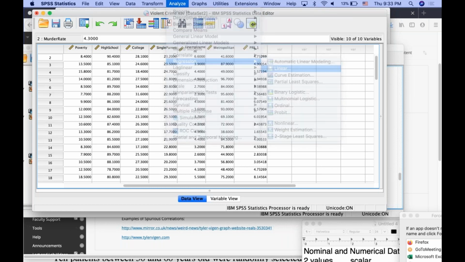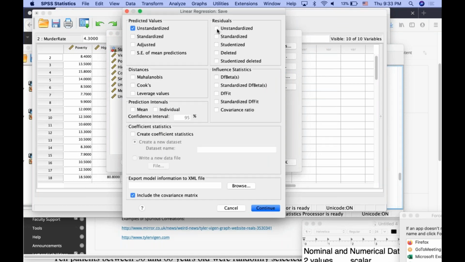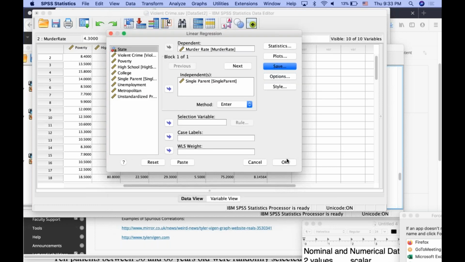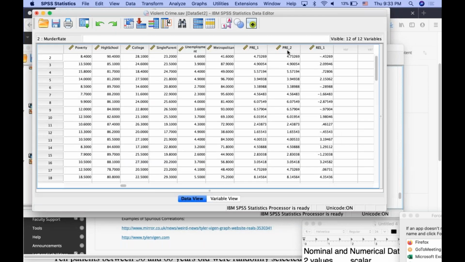Regression, linear. I'm going to go in here and save. And now I'm going to ask it to calculate the unstandardized residuals. Don't worry about standardized yet. We'll talk about that next week. So I click OK, and now it's going to add another column. It gives me the predicted values and it gives me the residuals.